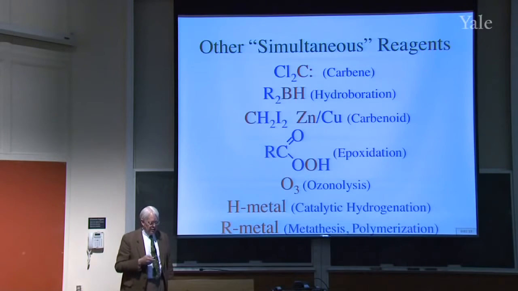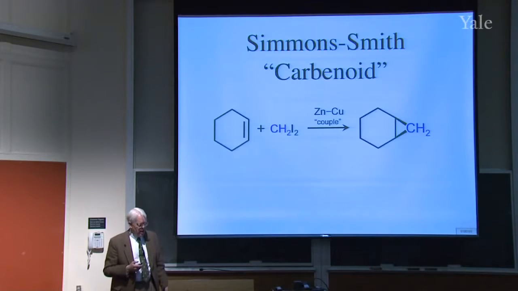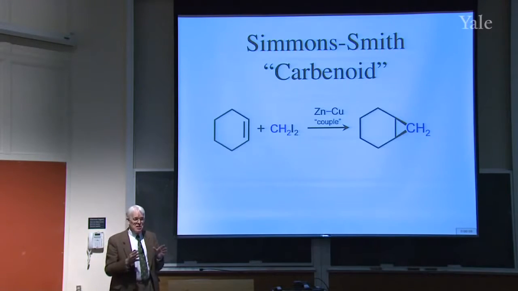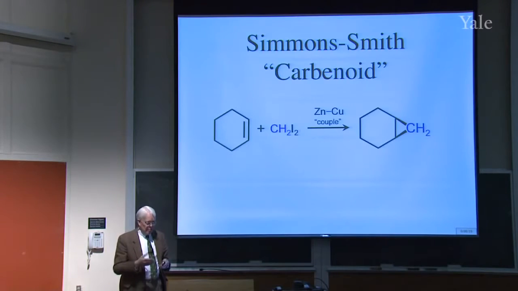So we'll do those others today. First, the so-called Simmons-Smith reagent, or a carbenoid. We talked about CCl2, a carbene, last time. That's a free species. It's pretty reactive, but it floats free. It has an existence. These are called carbenoids because they don't really give a free carbene, but they give a product as if it were a carbene.